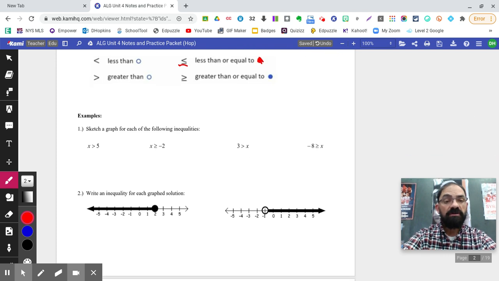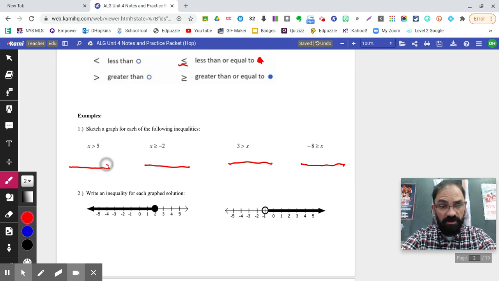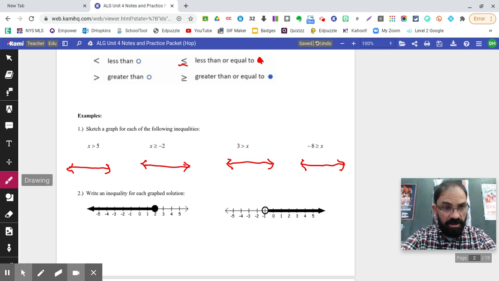It says sketch a graph of each of the following. So x is greater than 5. So let me draw lines for all of these. These are number lines, so they should have arrows on all of them. Terrible lines, I know. Anywho, x is greater than 5.